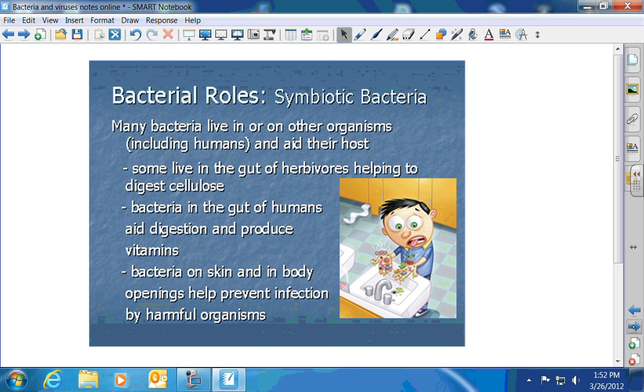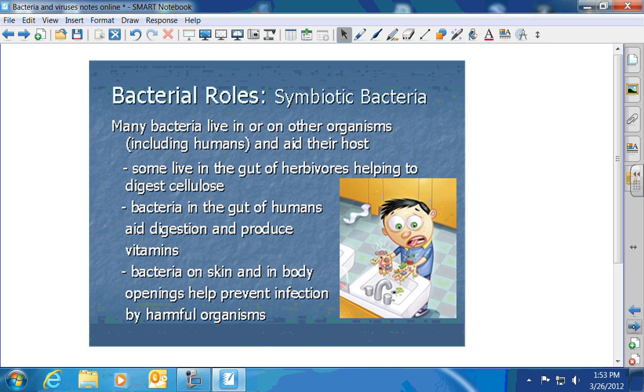In a symbiotic relationship, the bacteria helps the organism. So some live in the gut of herbivores, helping to digest cellulose. That would be our termites. Bacteria in the gut of humans, that's us, in our intestines, help in digestion. And they also produce vitamins. Bacteria on our skin and the openings. If you have a cut, some bacteria will help prevent infections by harming other organisms that are there to harm it.